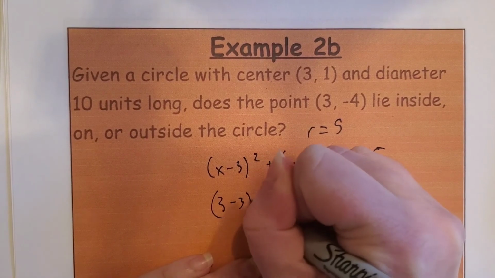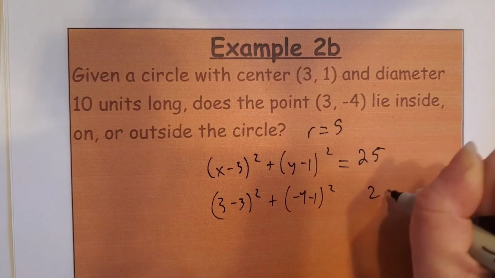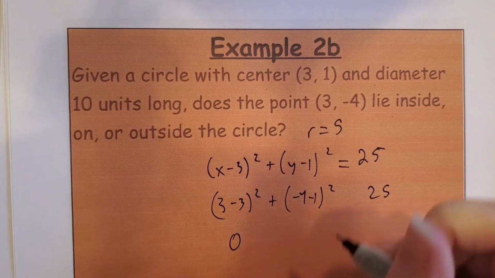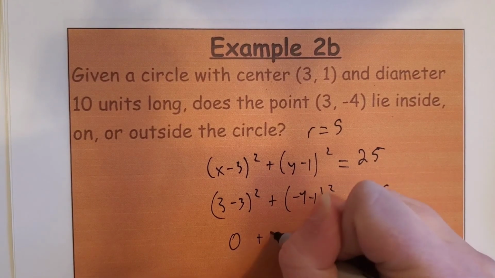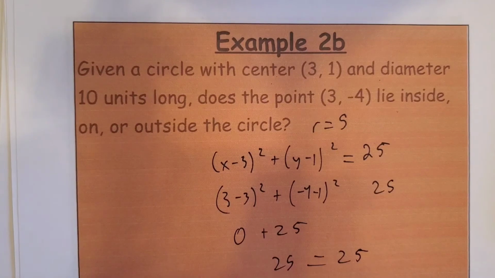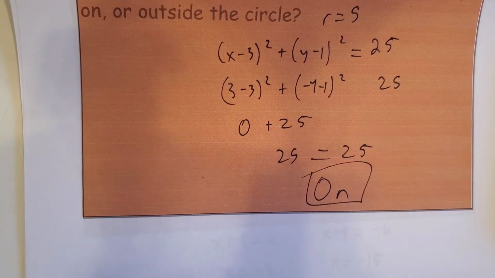3 minus 3 squared plus negative 4 minus 1 squared. How does that compare to 25? Well, this is going to be 0, and this is negative 5 squared, which is 25. So because of that, this point lies on the edge of the circle.